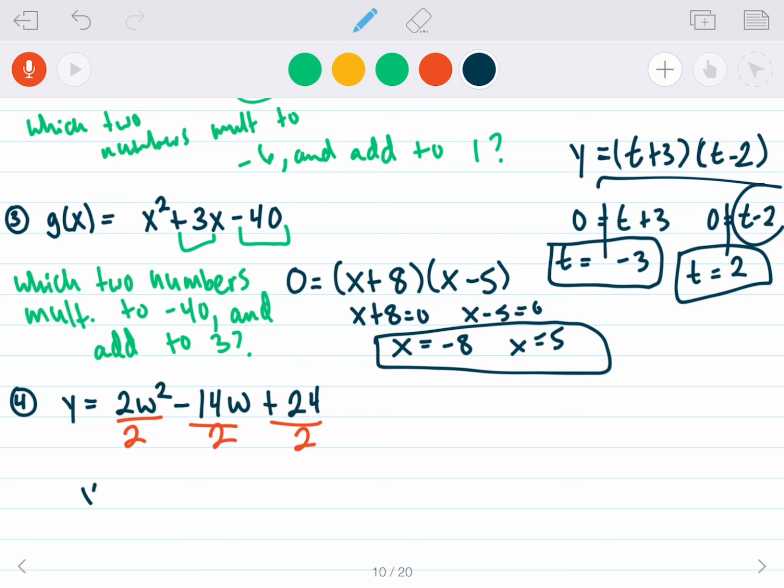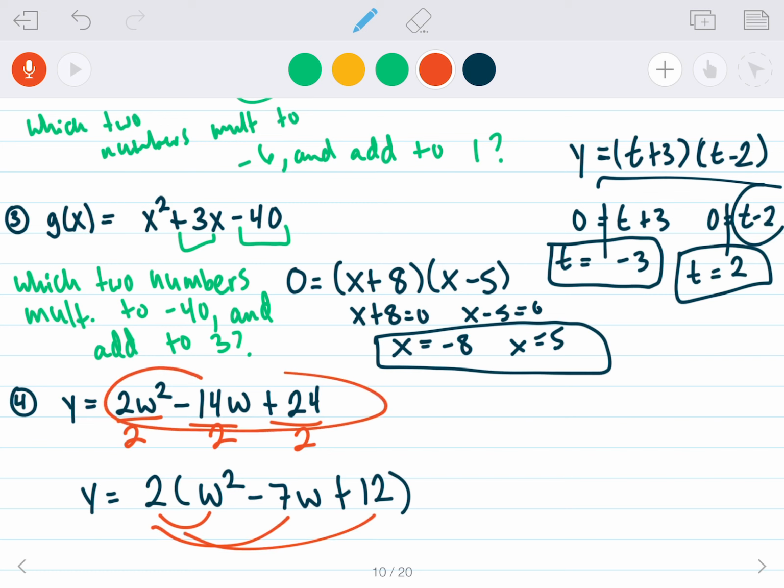So what we can do is pull a 2 out. We can basically divide it out, a little mini factoring going on. If we divide out the 2 here, we're just left with w squared. When we distribute that back, we get 2w squared. When I divide the 2 here, I get a negative 7w. When I divide the 2 here, I get a positive 12. And just like with the factoring we did up above, if we distribute that 2 in there, we should get exactly what we started with. So that's how you can check to see if it's right.